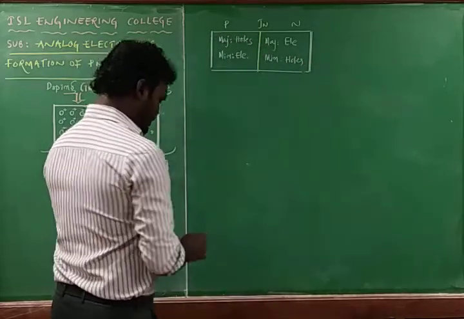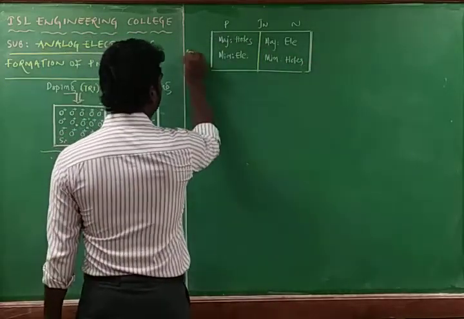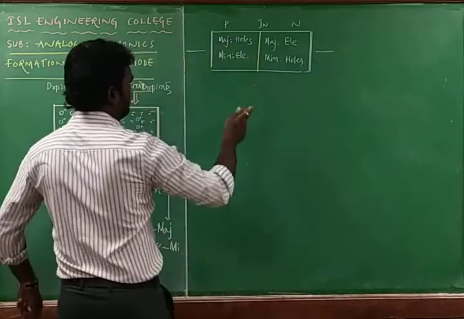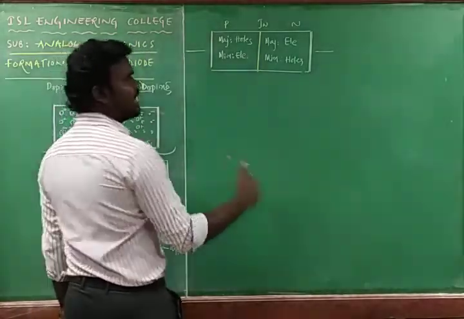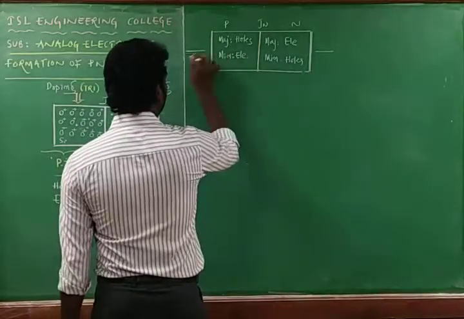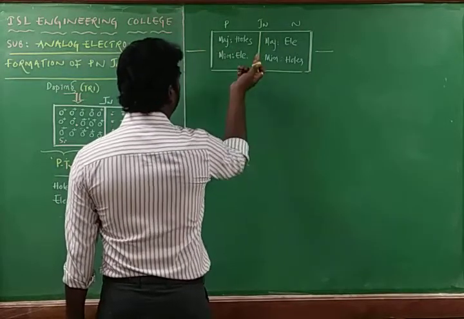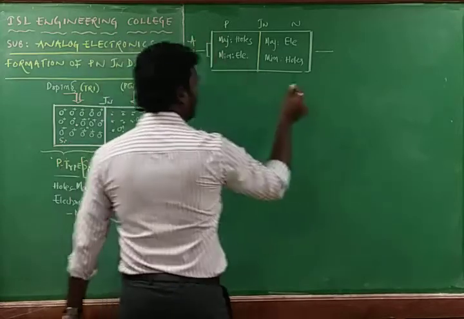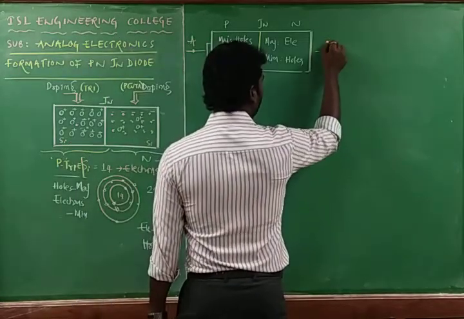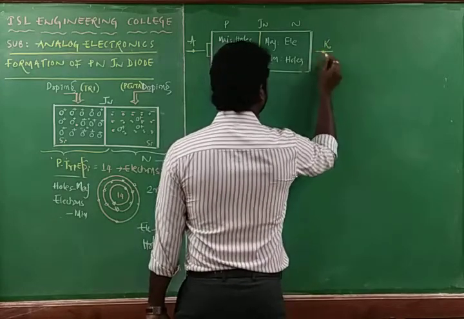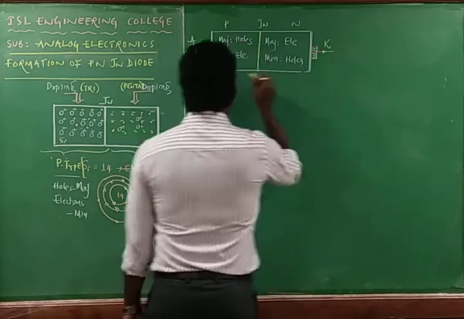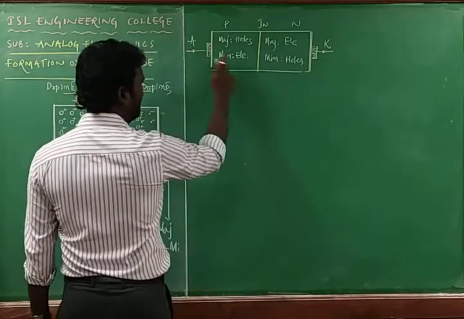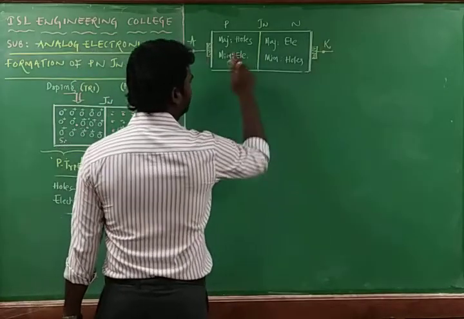Then for the PN junction, we add two electrodes to the two semiconductors. One we add to the P-type semiconductor, another to the N-type semiconductor. The electrode connected to the P-type semiconductor is named anode. The electrode connected to the N-type semiconductor is named cathode. The electrodes are made with metal, whereas this is a semiconductor.